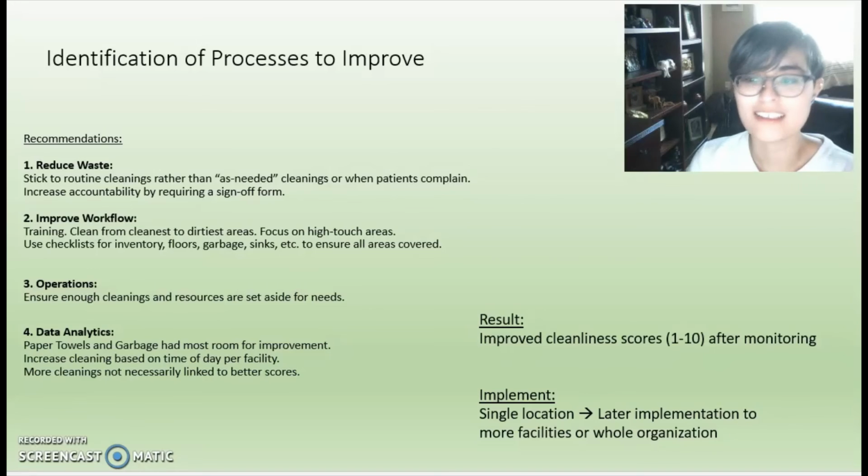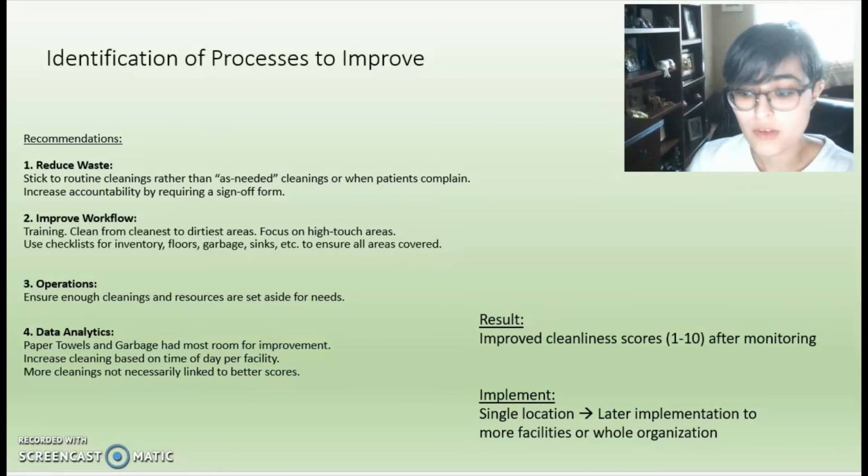So now we'll be heading into the identification of processes to improve. Overall, our team had a few suggestions for improving sanitation in the healthcare environment in terms of bathrooms. First, we recommend reducing waste by sticking to routine cleanings. Cleaning bathrooms as needed can be wasteful and resource intensive. Secondly, we recommend improving process workflow using checklists for inventory as well as including certain areas to focus on during training, such as high-touch areas and cleaning from cleanest areas to dirtiest.